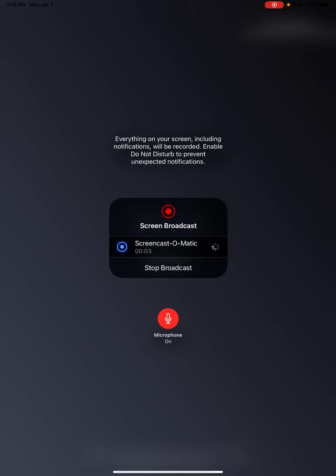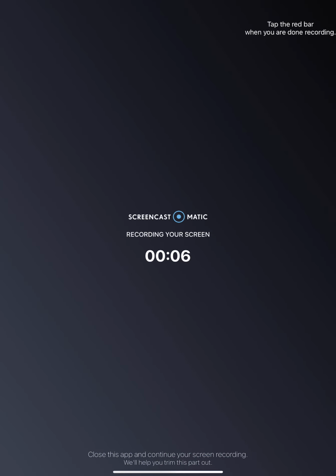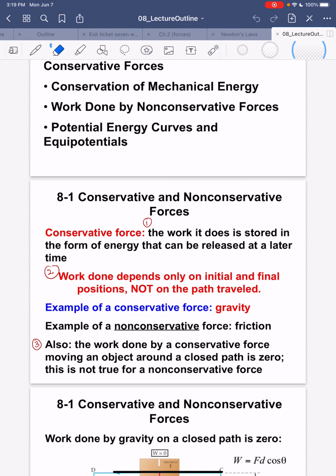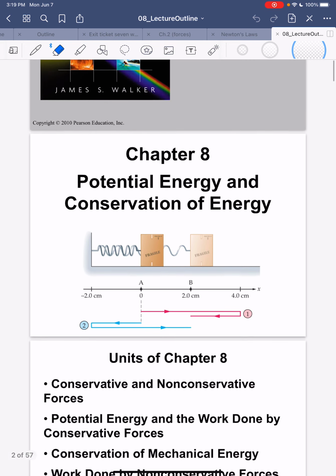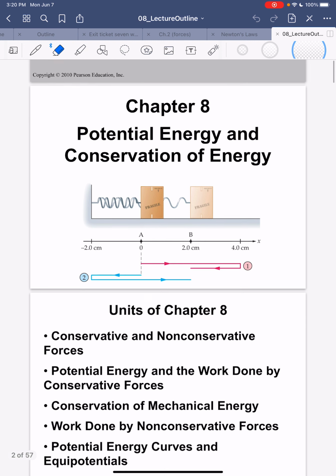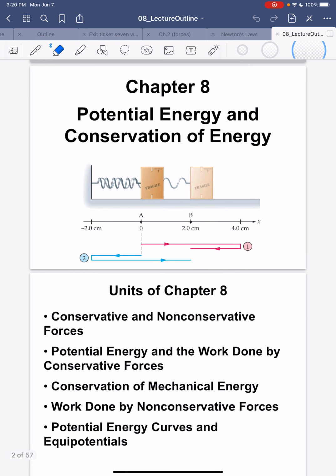Good afternoon. I want to start with chapter 8. Chapter 8 is mainly about conservation of energy, but of course it has to do with another type of energy that we are going to introduce, which is potential energy. In this chapter, we are going to differentiate between conservative and non-conservative forces.